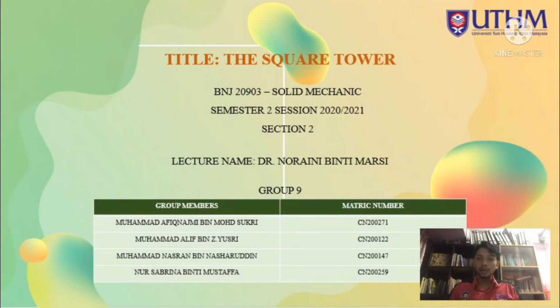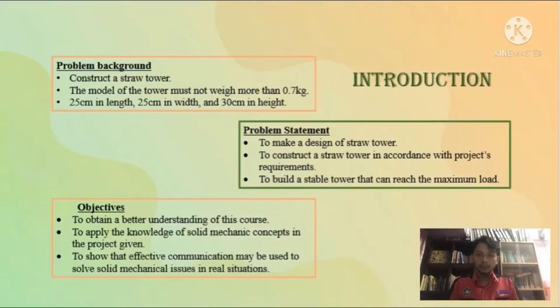CN200-147. So today our group will be presenting about the project which is the Square Tower. Students have been given a task to construct a tower by using a straw. The model of the tower must not weigh more than 0.7 kilogram and be 25 centimeter in length, 35 centimeter in width, and 30 cm in height for the project requirements.